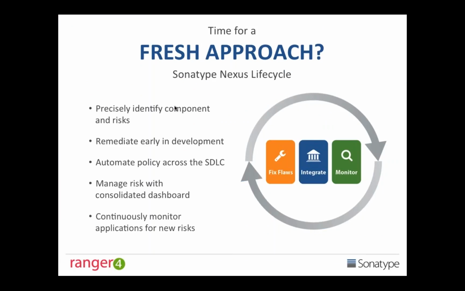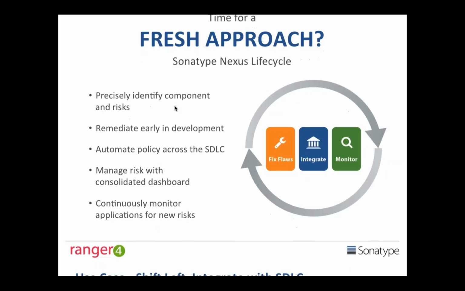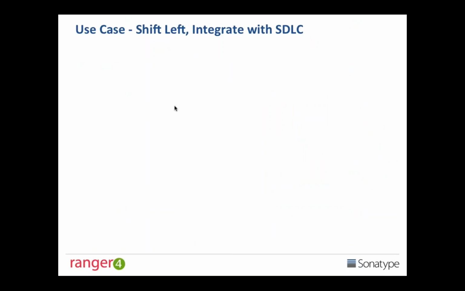So there's a fresh approach. Let's identify those risks early in the process, early in the software development lifecycle process. Automate policies because it's a very complex ecosystem, so humans just can't manage that. And continuously monitor for new risks because what's good today might be bad tomorrow.